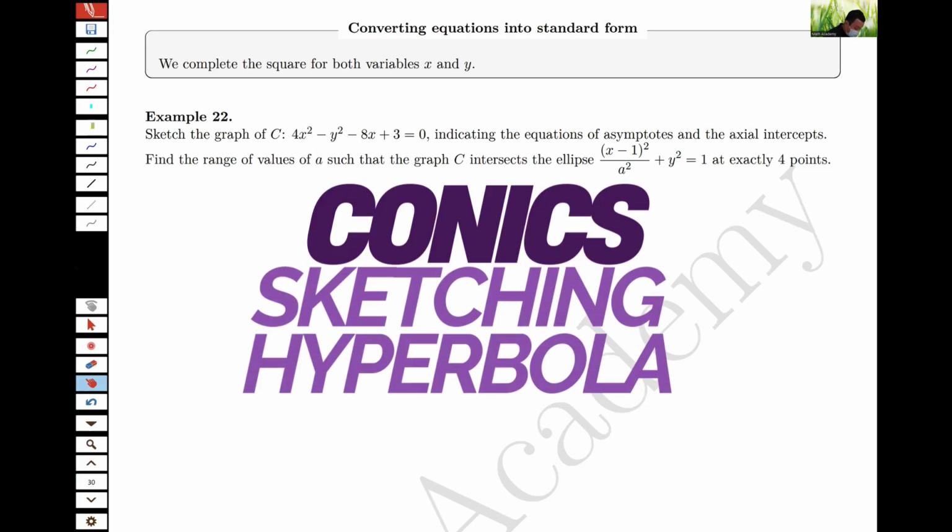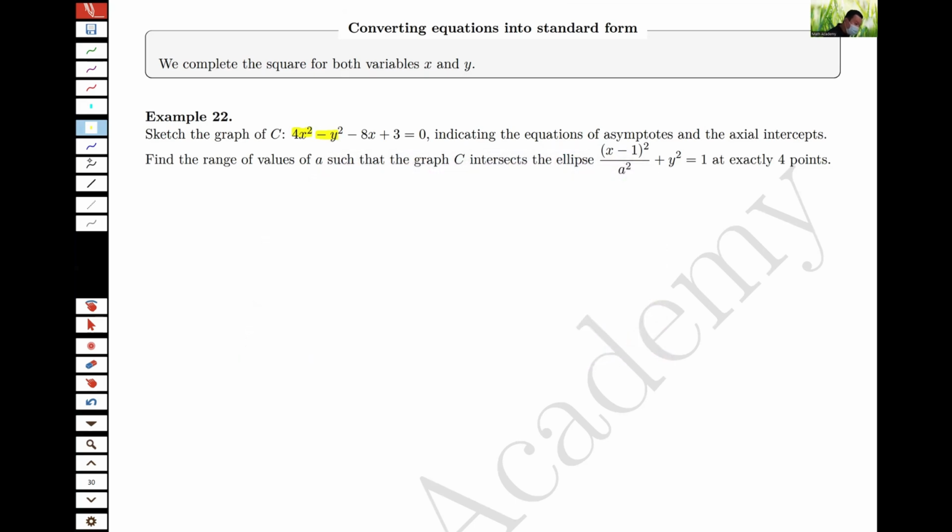This equation has x squared and negative y squared. So before we start drawing, can we understand the shape first? When I see positive x squared, negative y squared, this is a hyperbola.